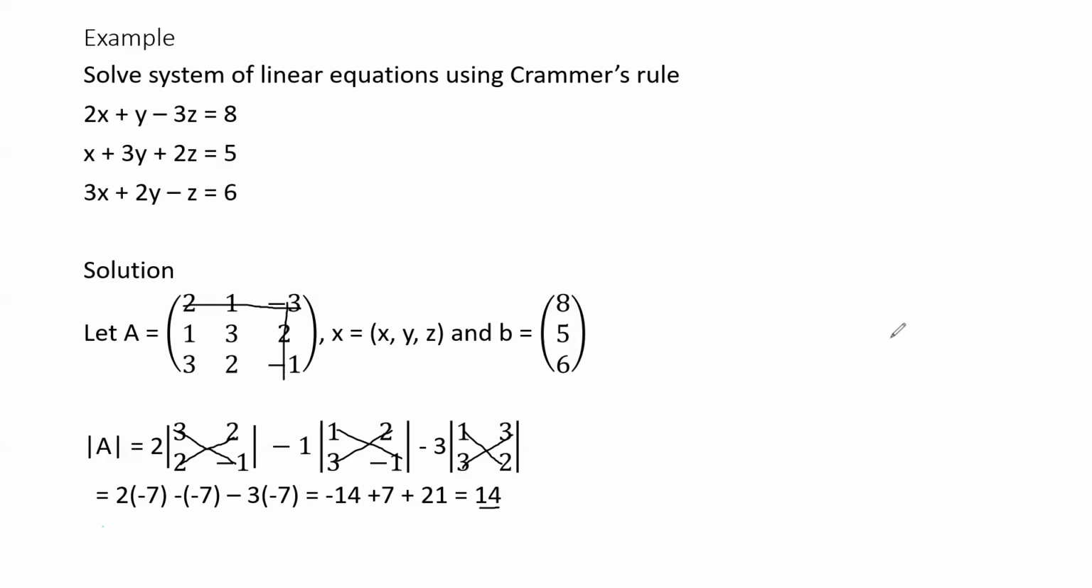So we are now going to form AX. Now AX will be, we are replacing the first column by B. So we are replacing 2, 1, 3 by 8, 5, 6 to get our AX. Then find the determinant of that. I think we are done here.